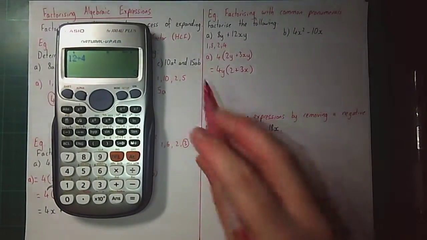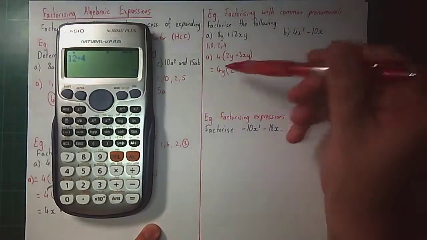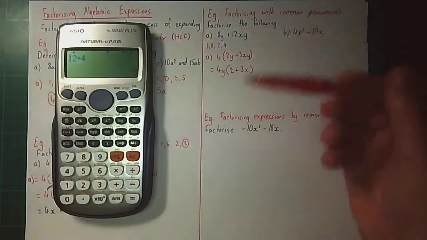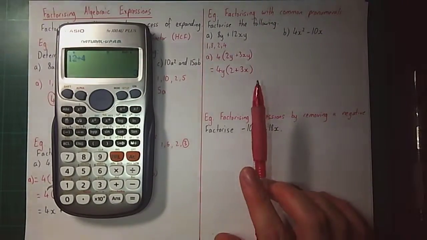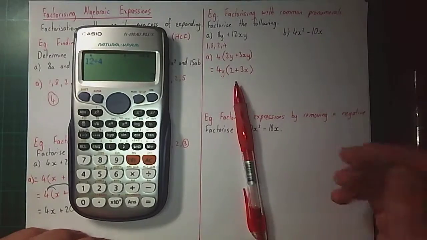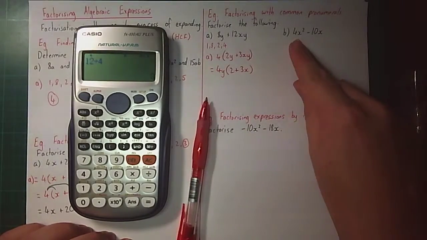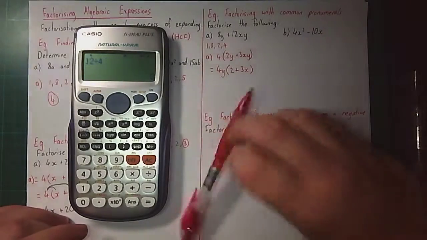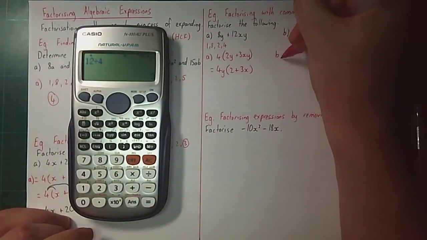Now once again, you can test yourself if you want to expand this to show that it works, but following this, it's definitely worked based on answers. So we'll just keep on going. We've got here 4x squared minus 10x. So we'll do the same process once again.